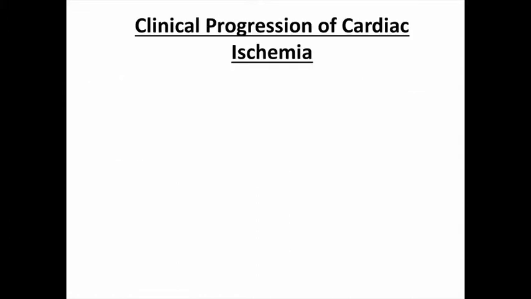So if you recall, ischemia is a deficit in blood flow to an area. So diminished blood flow to an area, which would mean a decrease in oxygen and nutrient delivery to that tissue, and also an accumulation of waste, primarily carbon dioxide, at that tissue. So that's what ischemia means.